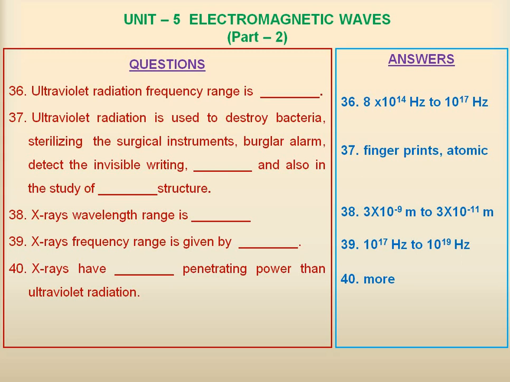Question number 38. The X-rays wavelength range is 3 into 10 power minus 9 meter to 3 into 10 power minus 11 meter. Question number 39. X-rays frequency range is given by 10 power 17 Hertz to 10 power 19 Hertz. Question number 40. X-rays have more penetrating power than the ultraviolet radiation.